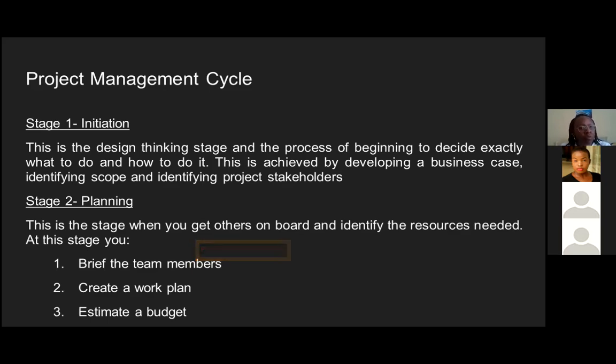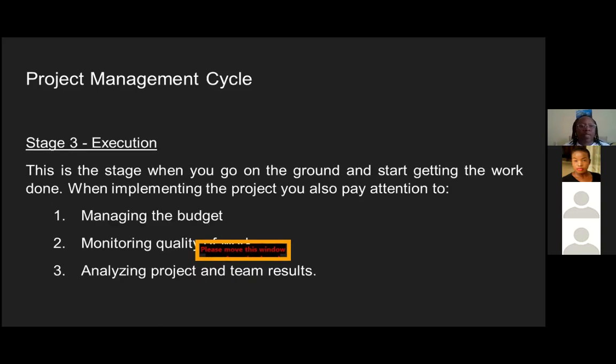And then after that, you move to the planning stage. This is the stage when you get others on board and identify the resources needed. At this stage, you brief the team members, you create a work plan, and then you do an estimated budget. And then there's the execution phase. So once all that is done, this is the stage when you go on the ground and start getting the work done.